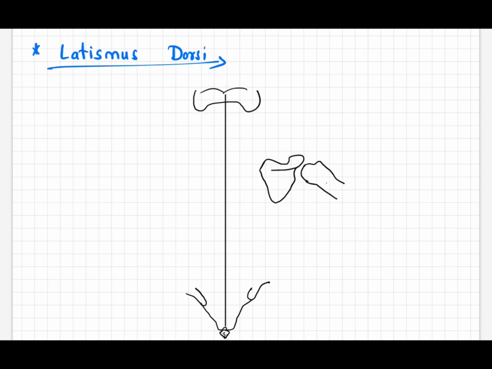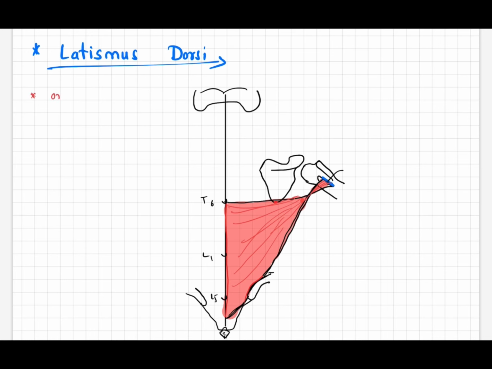Latissimus dorsi. It is a wide, flat, triangular muscle in the lumbar region and lower thorax. It is mostly superficial except a small portion covered posteriorly by the lower part of the trapezius.